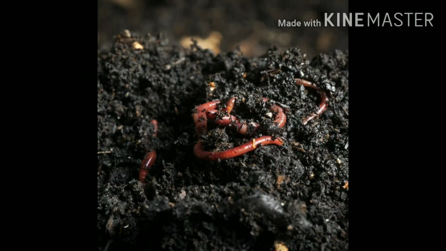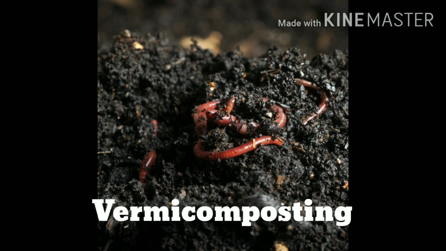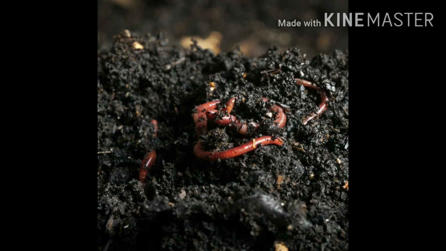Next is vermicomposting. The decomposition of organic waste by earthworms is called vermicomposting. Earthworms play the role of an aerator, mixer, degrader, and stimulator. So, earthworm is known as the farmer's friend.